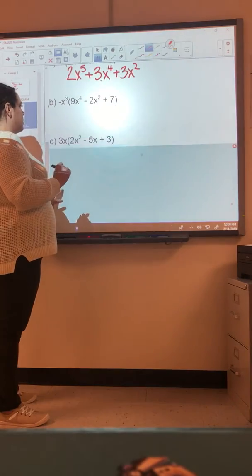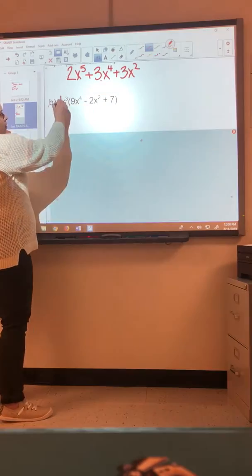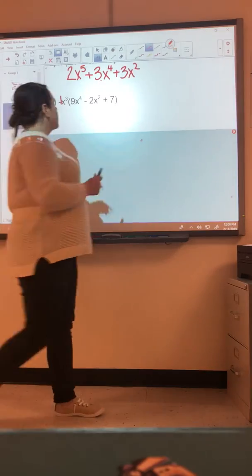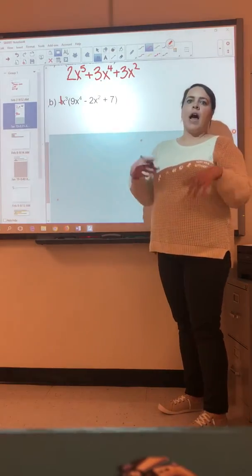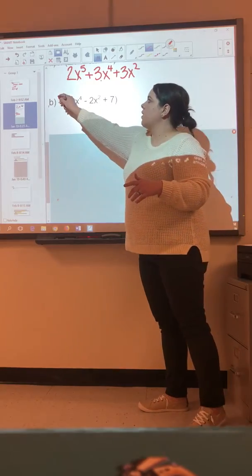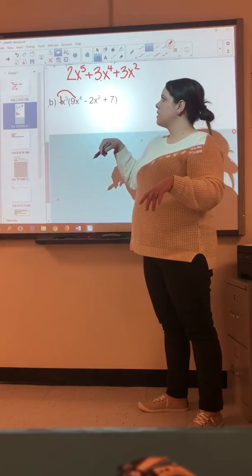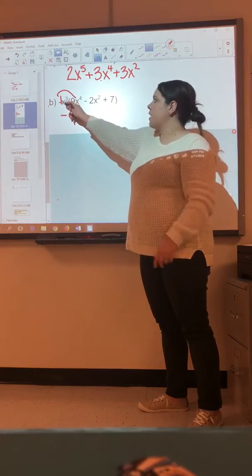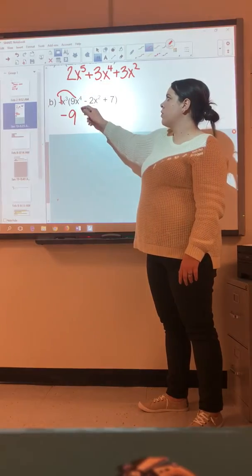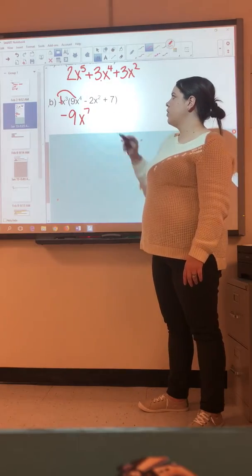Another one. This is like a negative 1x cubed times 9x to the 4th times negative 2x squared plus 7. I distribute that through. Negative 1x cubed times 9x to the 4th. Well, negative 1 times 9, that's negative 9. X cubed times x to the 4th. 3 plus 4 is x to the 7th.